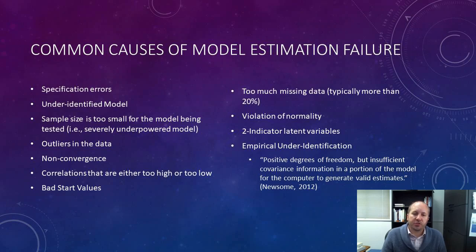And so making sure that if you have a two indicator-linked variable, that you're following all the rules for that. You can also have this issue of empirical under-identification. This is an issue where you do have an over-identified model, so you have positive degrees of freedom, but it's empirically under-identified. So there isn't enough information in the covariance matrix to compute valid parameter estimates.